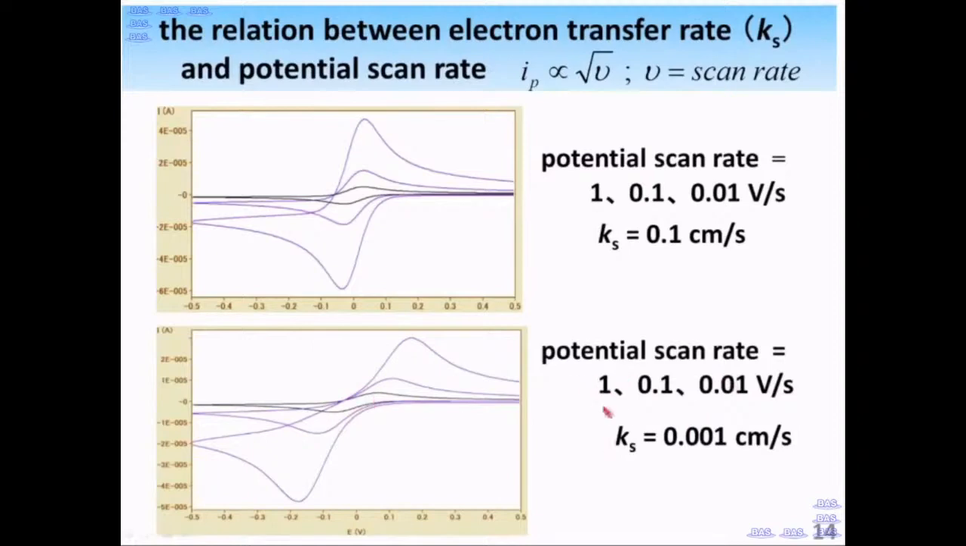This is a very slow scan rate, and so you can understand that by varying the potential scan rate, you can roughly estimate the electron transfer rate.